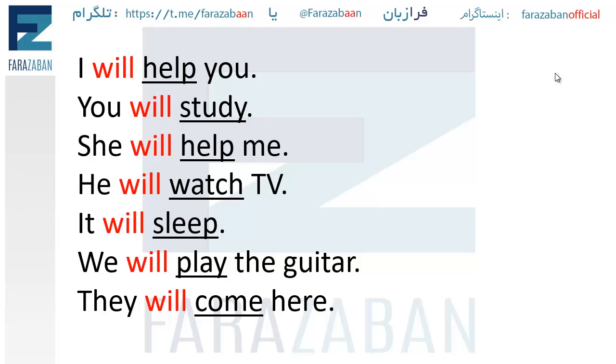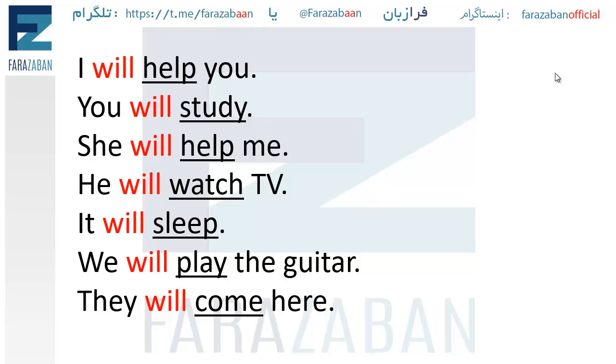They will come here. They are used to talk about the future. You can use will to make predictions. You can use the short form, either I'll, you'll, she'll, he'll, it'll, they'll. Look at the form of the verb after will. What is the form? Help, study, help, watch, sleep, play, come.